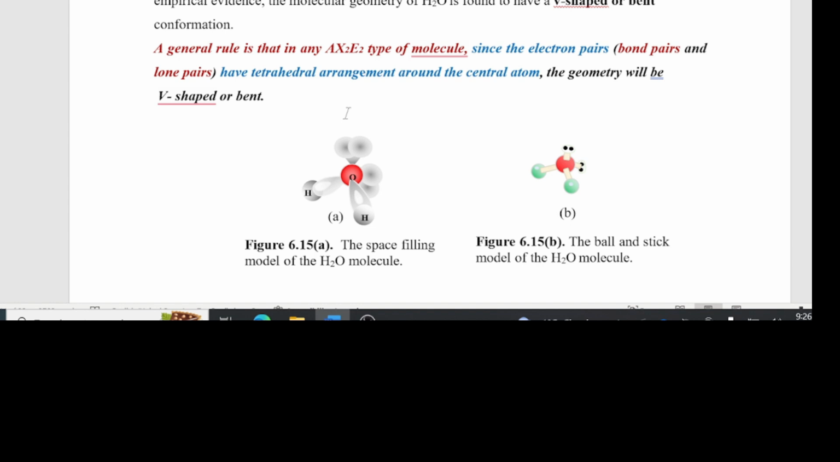So anytime you have an AX2E2 molecule, it's telling you, look, I have a central atom here, and I have two bonds there, and two lone pairs. Because of this repulsion here, it's not going to be a straight molecule. If you didn't have the E2, it would be a straight molecule. But these two lone pairs here are pushing these guys down there to create that bent shape.